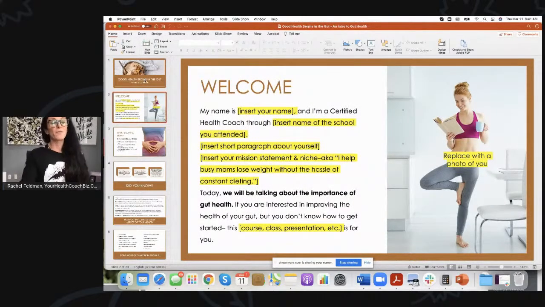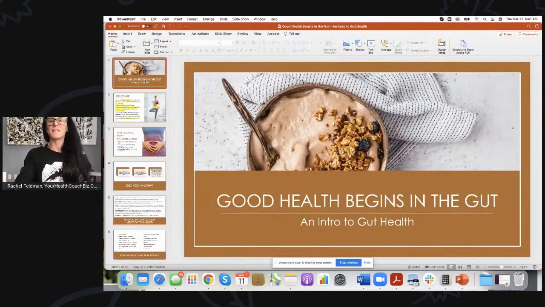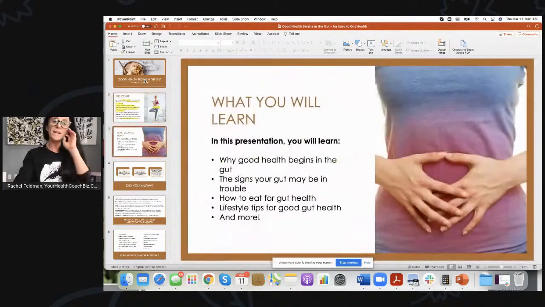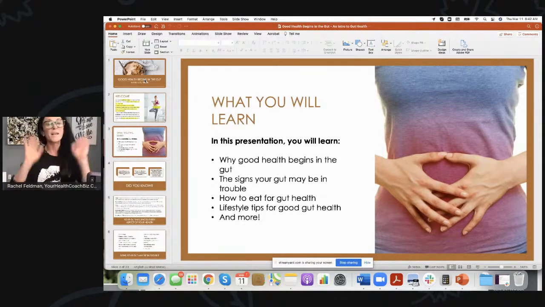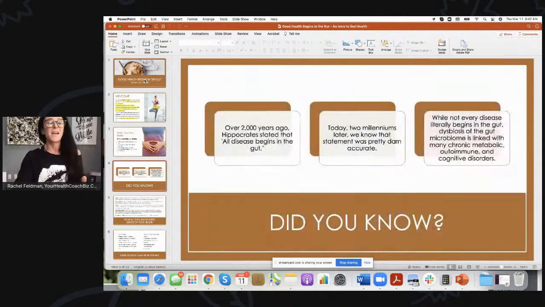So here we have Good Health Begins in the Gut, an intro to gut health. So right here, I'm going to go through and look at some of the key points. There also is a guide that comes with this. So I'm going to be able to pull from that guide and start to write down my story ideas for 7 days. I like to just say, keep it simple at 7. I know we're all supposed to do content plans for 30 days, but it can sometimes be overwhelming.